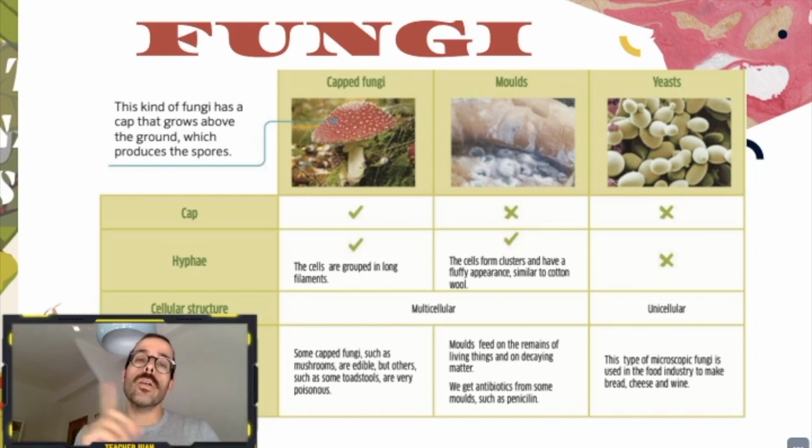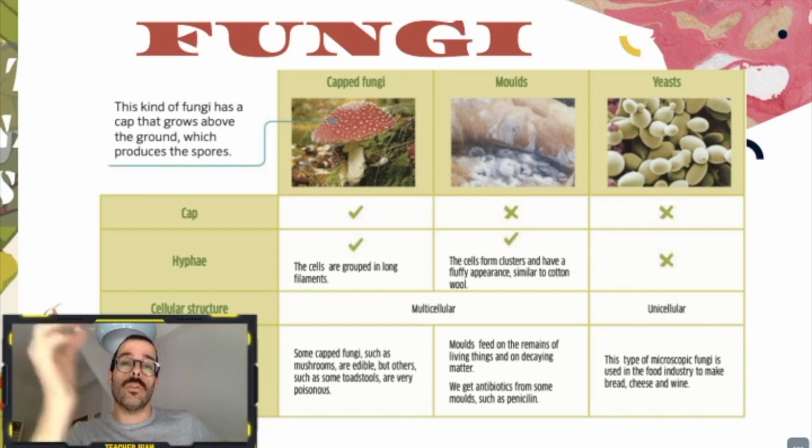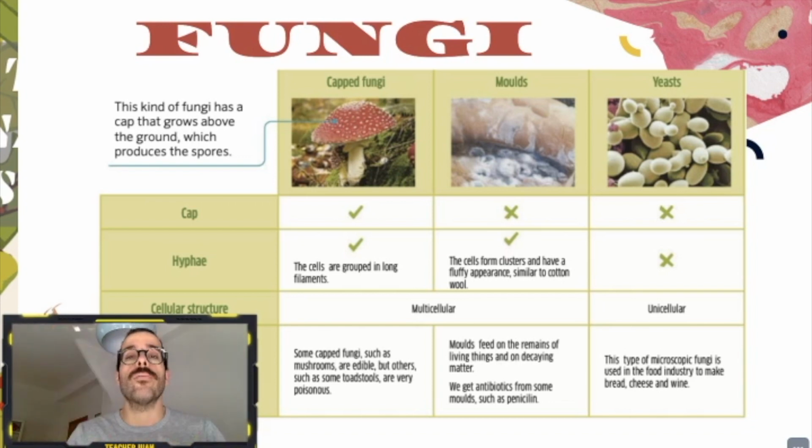So we are going to study first the capped fungi. It's important because it's the only one of the three types that is wearing a cap, so you can distinguish them, okay? Their cells are grouped into long filaments, and these are called hyphae. This strange word here, hyphae. It's quite a strange word, okay? But you need to know it. And these are the different filaments, or the groups of cells, that are forming these fungi, okay?